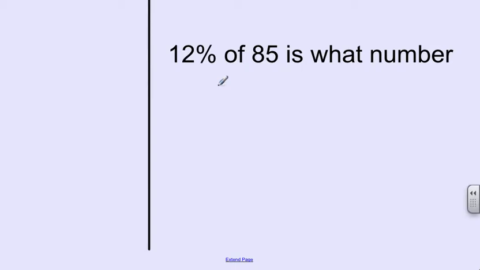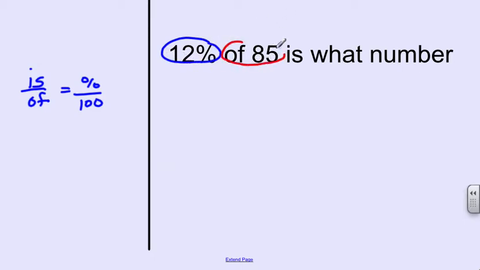Go ahead, hit pause, and try this one on your own as well. Come back when you're done. Is over of equals percent over 100. 12% of 85 is what number? 12% of 85 is what number? Percent over 100, so 12 over 100. 85 of, 85 on the bottom.